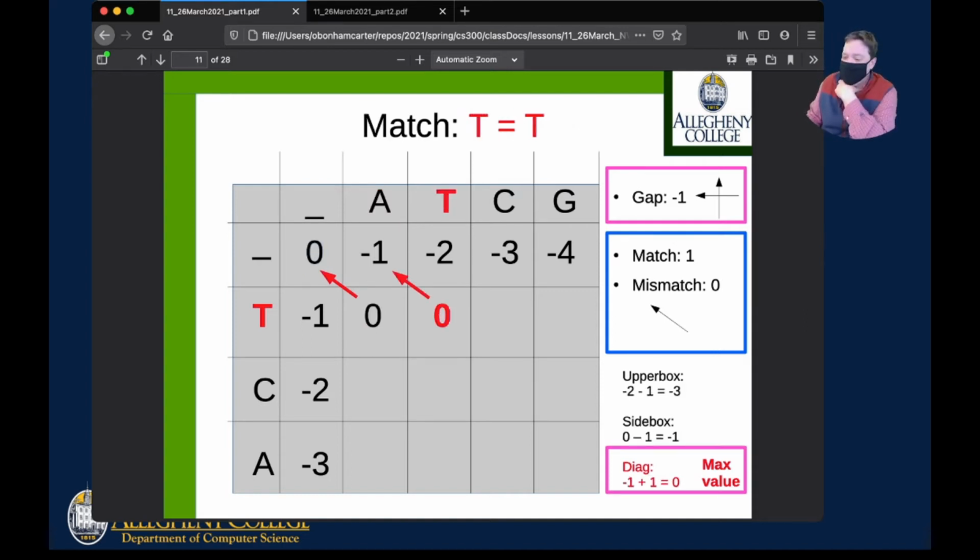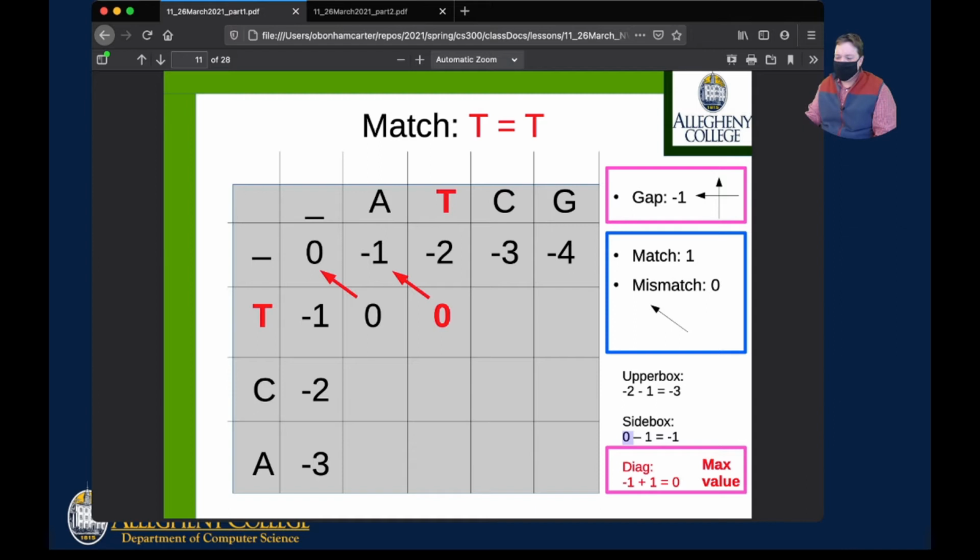So here we have T and T. Again, you can see the red T's. So T and T are the same. They are a match. So let's go back and see what we have to do. We have, for instance, from right above where I am, I have -2. So I'm going to put my -2 here. From right next to me on my left, I have a 0. So I'll put my 0 right here.